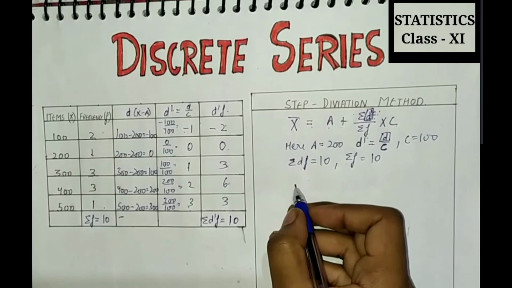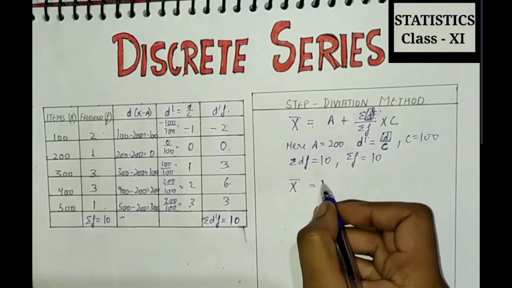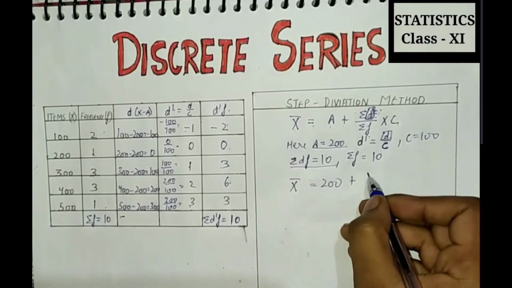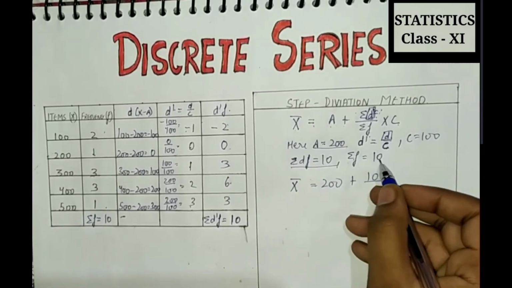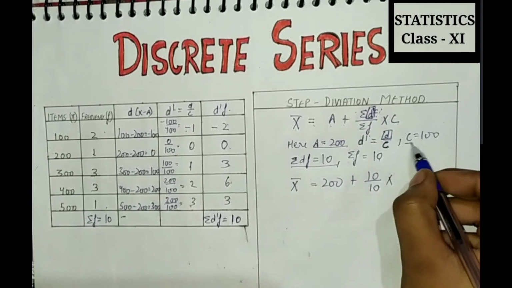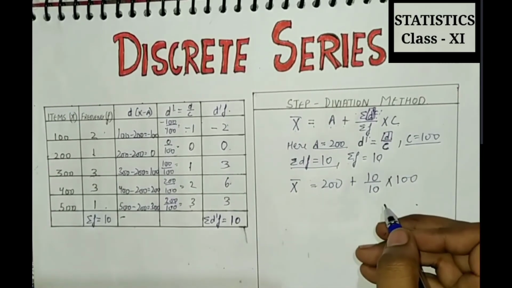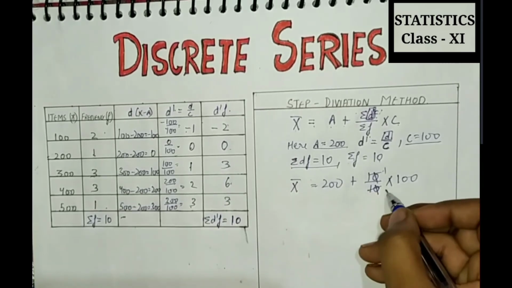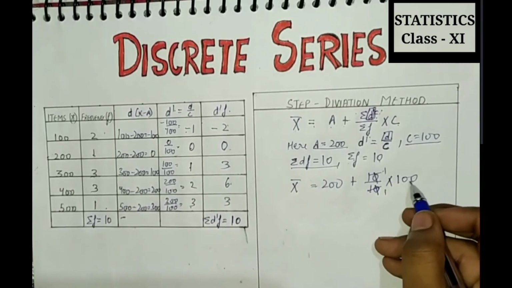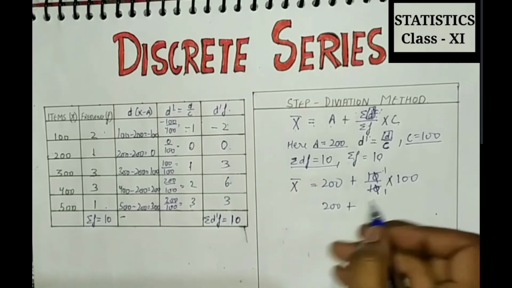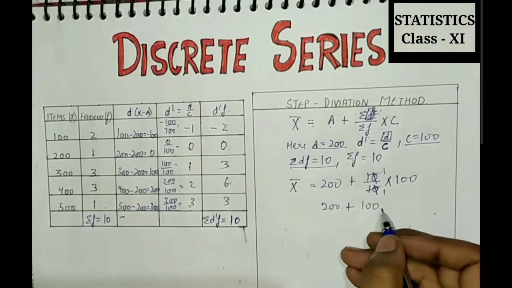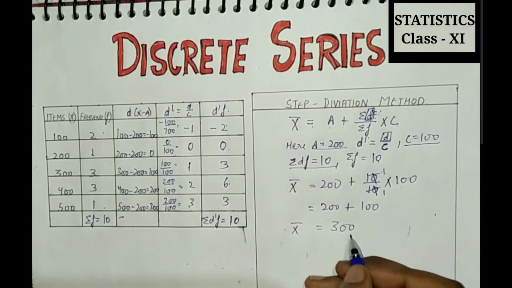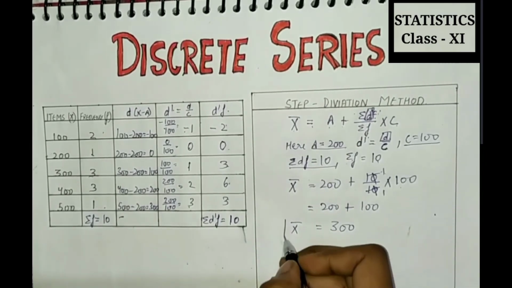So now substituting the values in the formula, mean is equal to A, our 200, plus sigma d dash f, 10, upon sigma f, 10, multiplied by C, we take as 100. So cancelling, 10 upon 10 is 1, multiplied with 100, so 200 plus 100. Mean is equal to 300. So this is our mean.